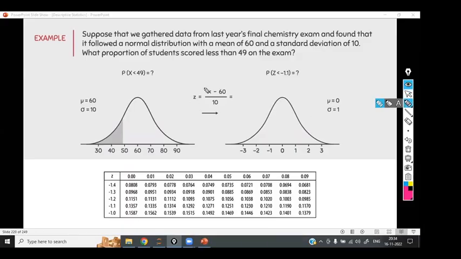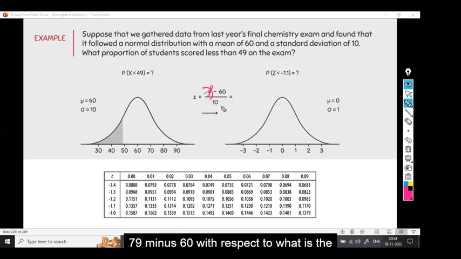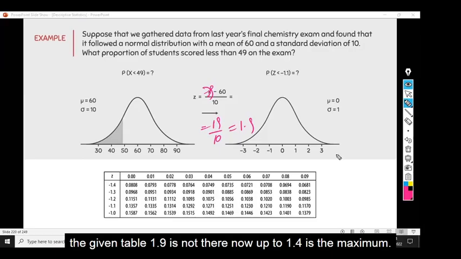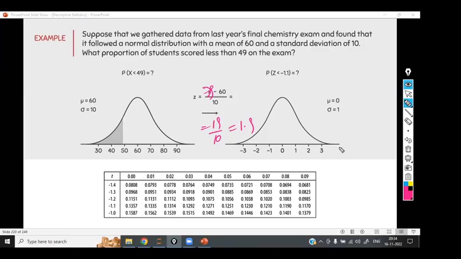Now calculate for 79. 79 minus 60 is 19. 19 divided by 10 is 1.9. Here, 1.9 is not in the given table. Up to 1.4 is the maximum. Since the curve is a symmetric curve, I can use the same value with 1 minus it. You can take that. Is that clear?